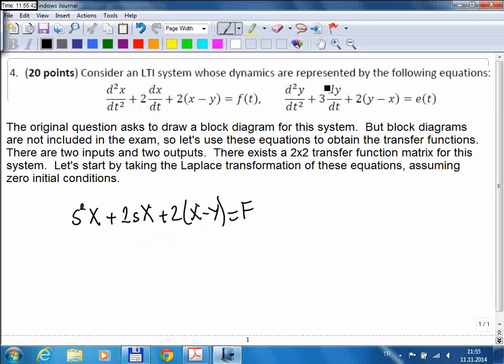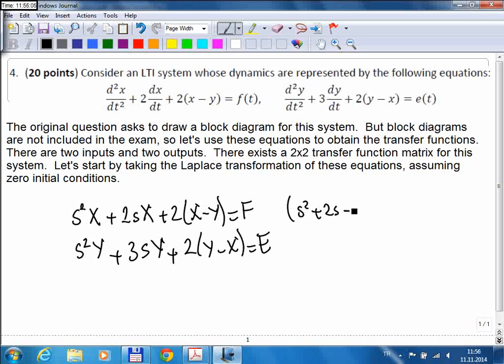The Laplace transformation of the other equation is s squared Y plus 3sY plus 2Y minus 2X equals E. From here we can collect X and Y terms together to write the following: (s squared plus 2s plus 2) times capital X minus 2 times capital Y is equal to capital F. Similarly, (s squared plus 3s plus 2) times capital Y minus 2 capital X is equal to E. Okay?